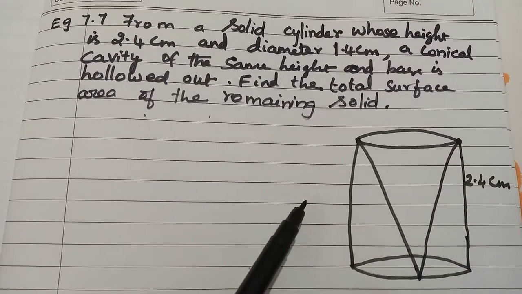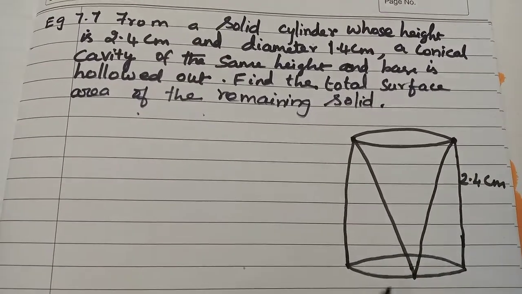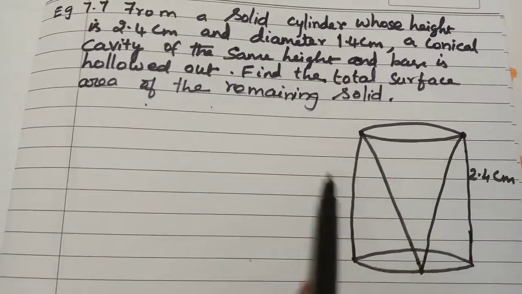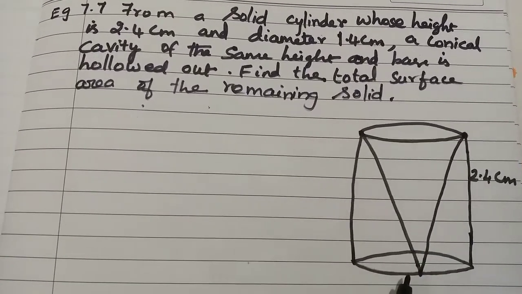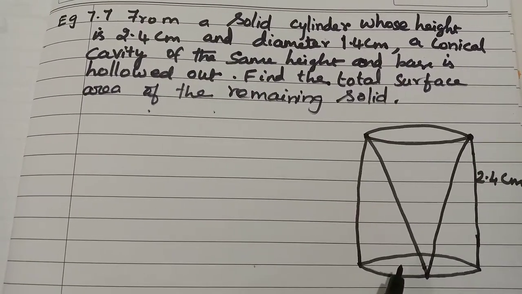We know that the total surface area of the cylinder is curved surface area plus base area, isn't it? Total surface area of the cylinder is curved surface area of the cylinder plus base area. So we need the remaining solid's total surface area.